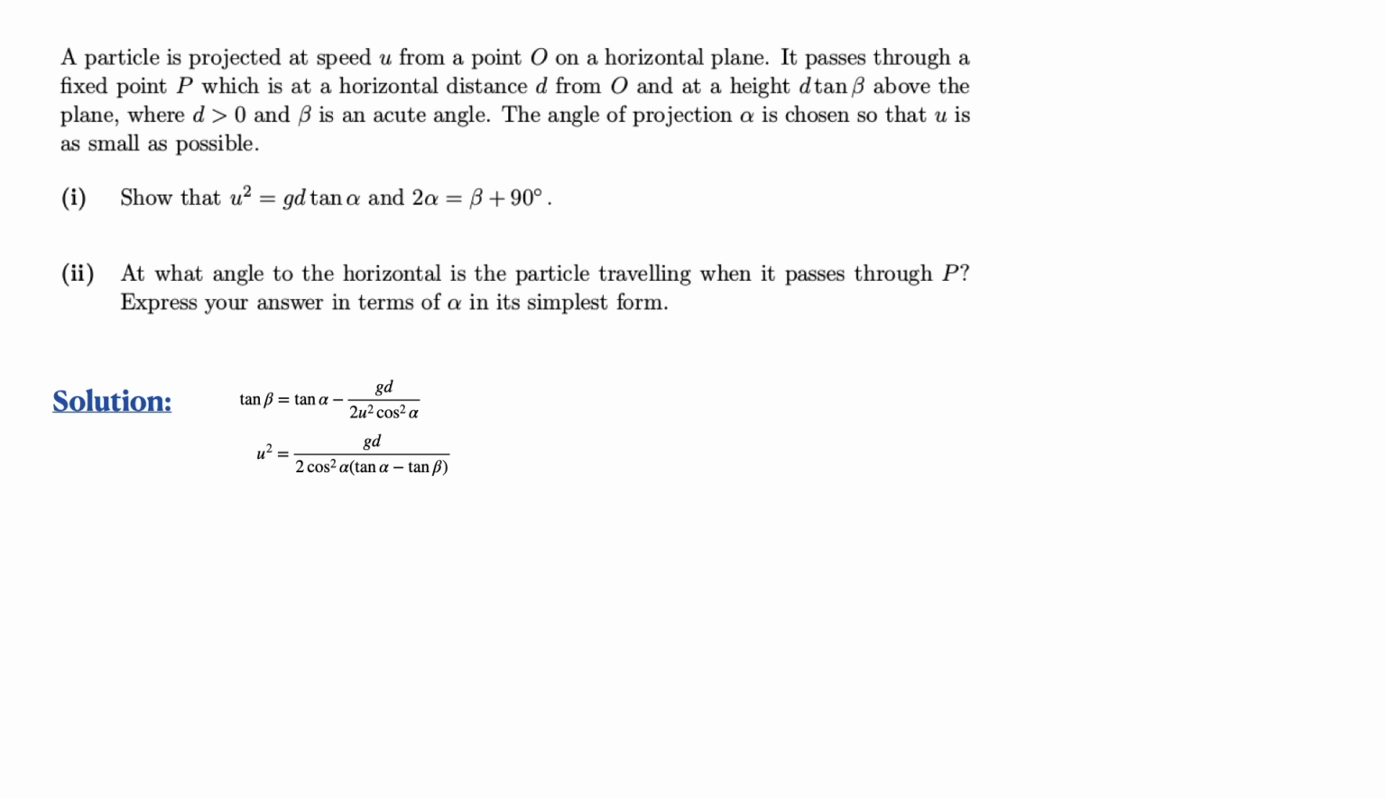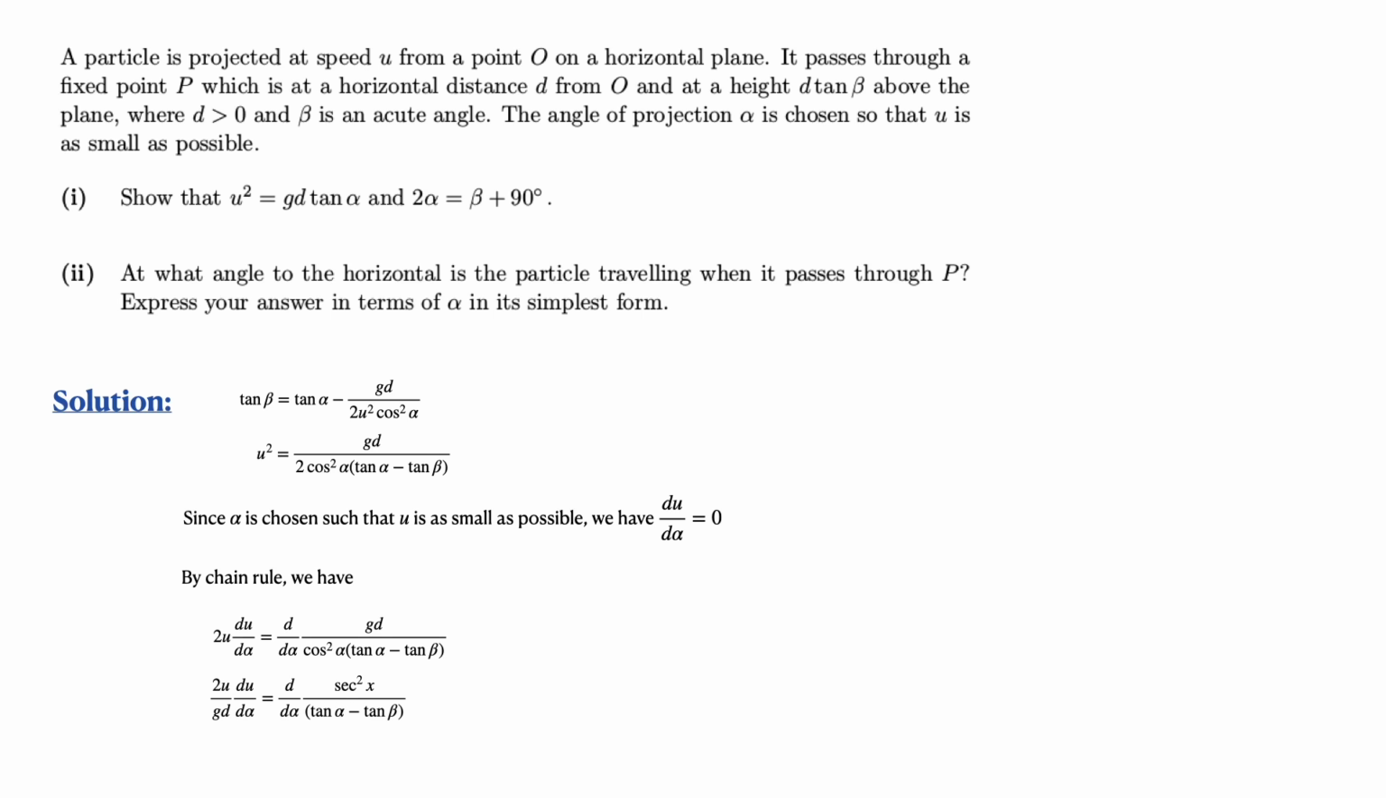Since we are required to express u squared in terms of g, d and tan alpha only, we need to find an expression for tan beta. In fact, we are going to find an expression for tan alpha minus tan beta. Since alpha is chosen such that u is as small as possible, this means that du by d alpha is 0. By the chain rule, we have this.